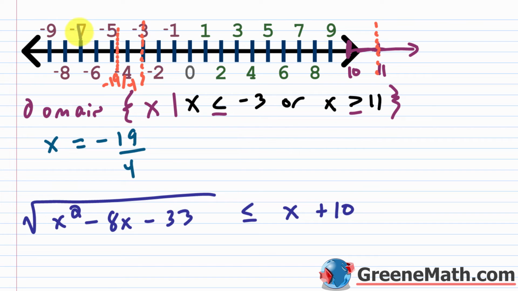So let's just say this is A. That's going to be anything less than negative 19 fourths. This is B. That's going to be between negative 19 fourths and negative 3. And then you're going to have C, which is between negative 3 and 11. And then D is going to be greater than 11. Now, we said for the domain that x needs to be less than or equal to negative 3, or x could be greater than or equal to 11.